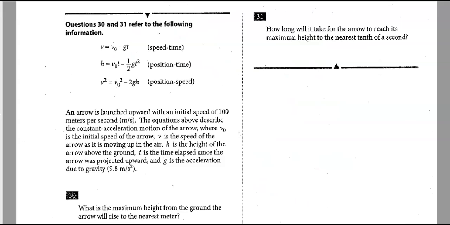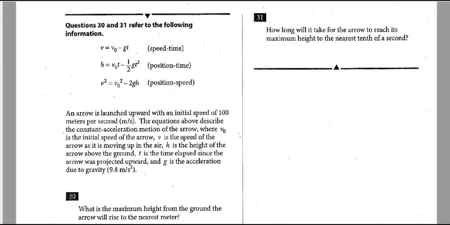All right, 30 and 31. So this is a multi-question problem here. Looks like a physics problem. So I have 3 equations. It looks like I have a v, or velocity or speed equation. I also have a height equation, position, or I have a position speed equation. Not sure what I'm going to need, so let's look at it.